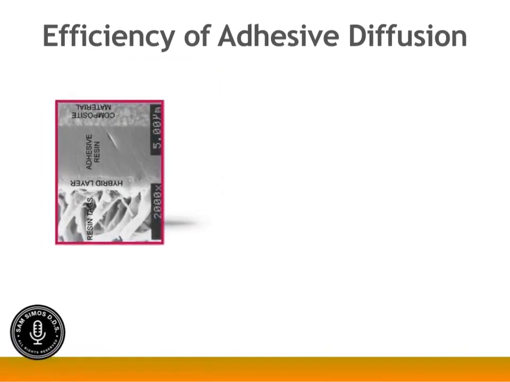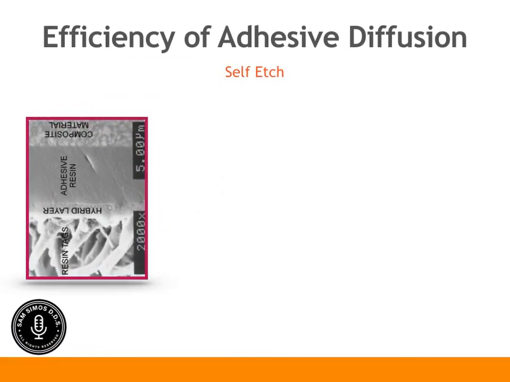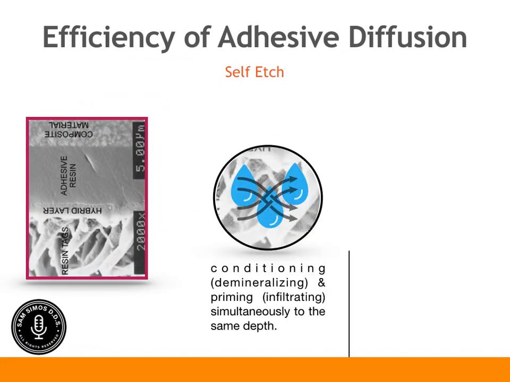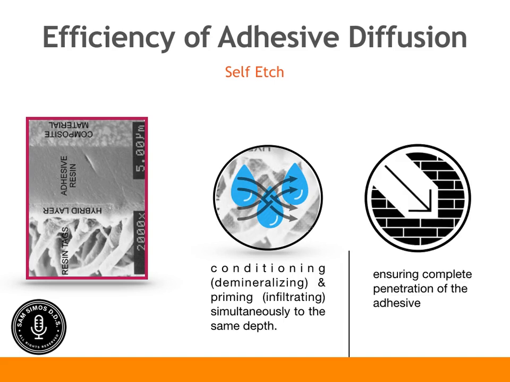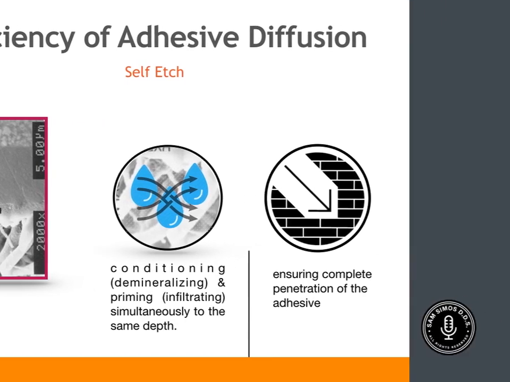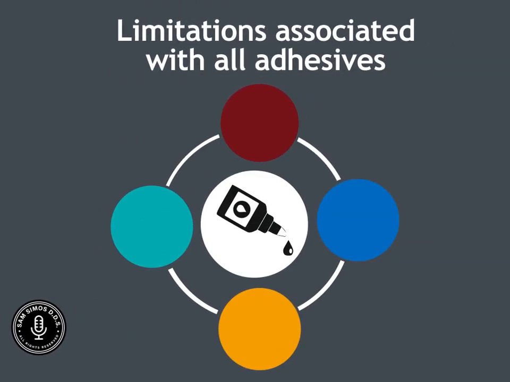Now, in the self-etch category, there's a little bit more of a benefit because the conditioning, or the demineralization, and the priming happen simultaneously to the same depth, and you ensure complete penetration of the adhesive because of the way that the chemistry happens, because of the way that these seventh generation, these universal adhesives, are constructed. We have a complete penetration of the adhesive, and that's a benefit. And I like that about these seventh generation adhesives.